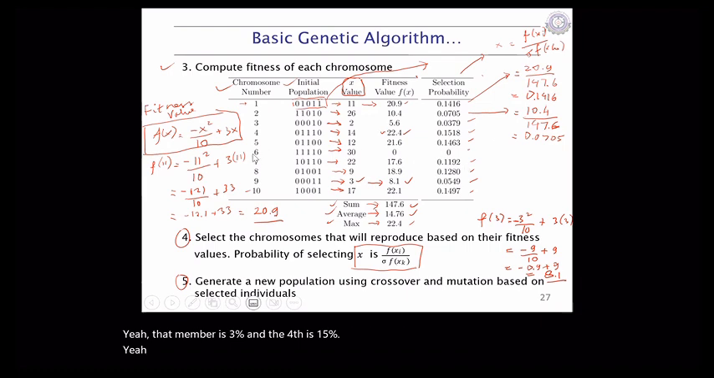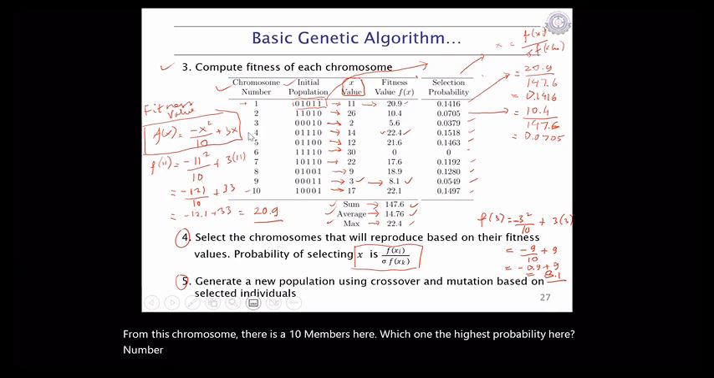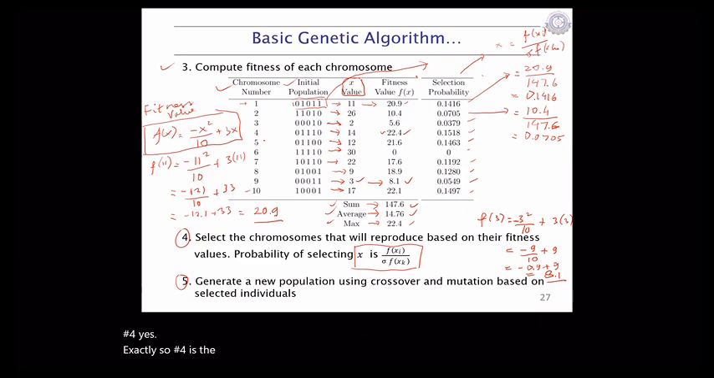Yeah, right. And 6, nothing, 0. And from this chromosome, which one has the highest percentage? There are 10 members here. Which one has the highest probability? Now what is the number of the member with the highest probability? Number 4. Number 4, yes, exactly. So number 4 is the highest probability in terms of the selection probability.